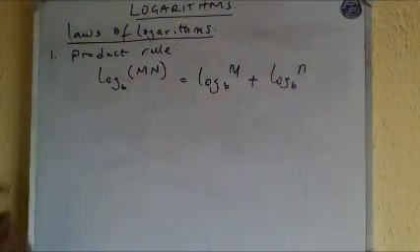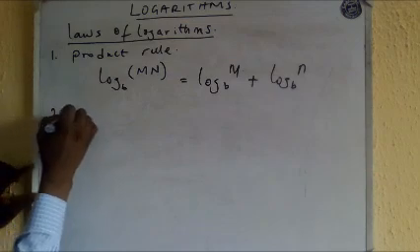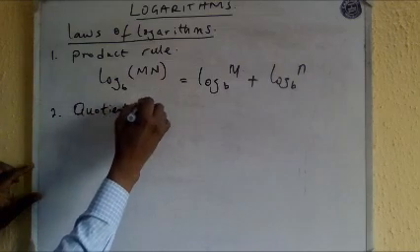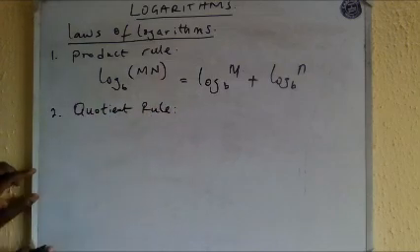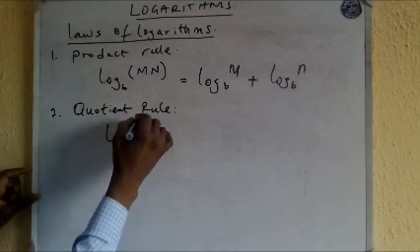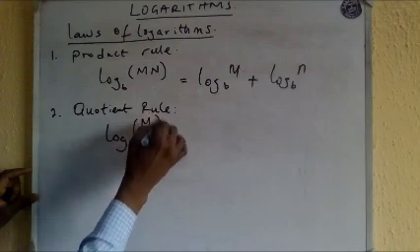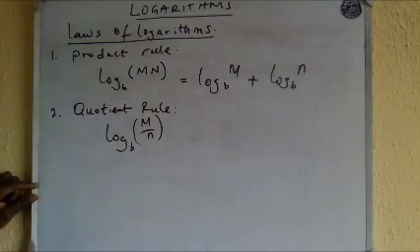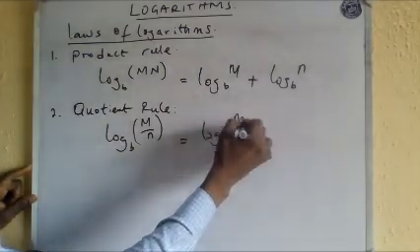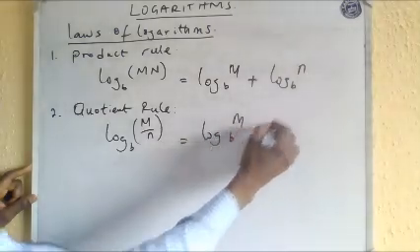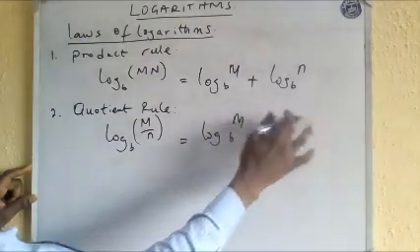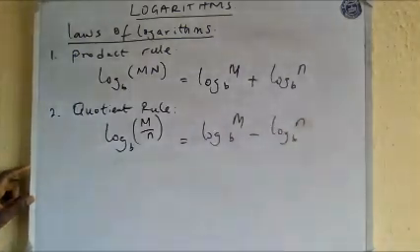Number two is the quotient rule. Whenever you hear the word quotient, you are looking at division. The quotient rule states that if you have log of m over n to base b, it's the same thing as saying log m to base b minus log n to base b.